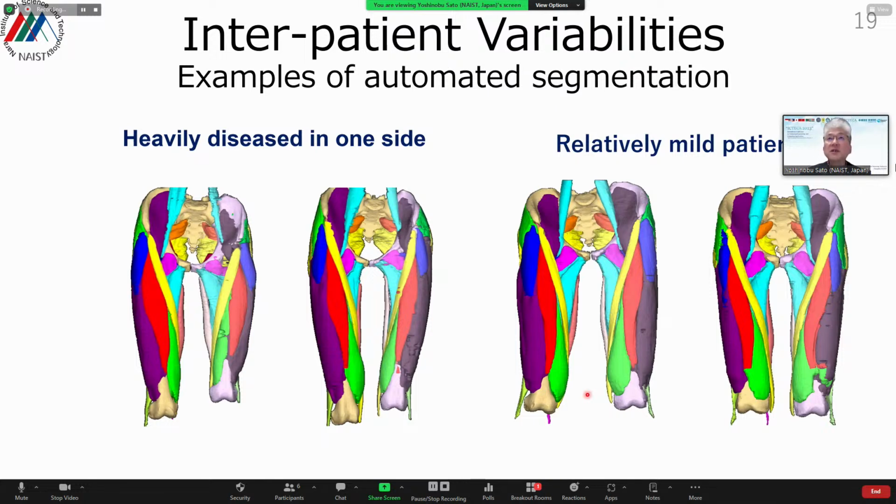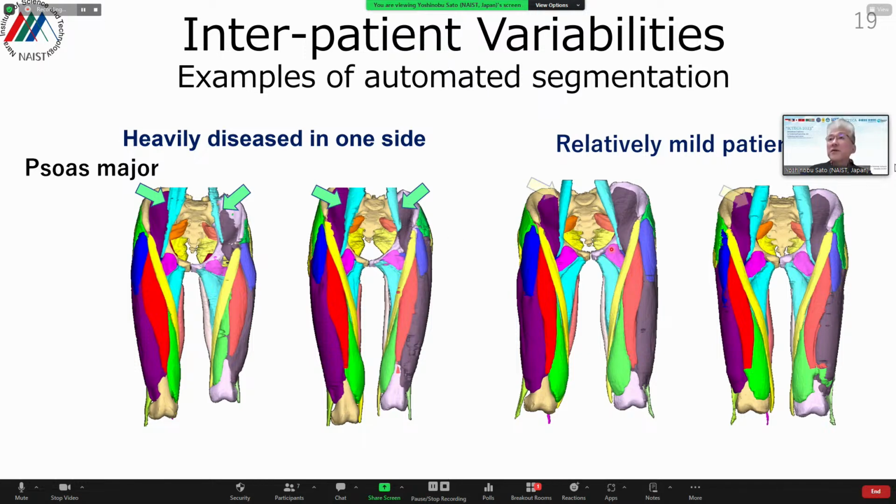This slide shows inter-patient variabilities of muscles. These are examples of automated deep learning segmentation. These two patients have a heavily diseased hip on one side. So this leg became very short compared with the other leg, and also the muscles became very thin compared with the relatively healthy hip.